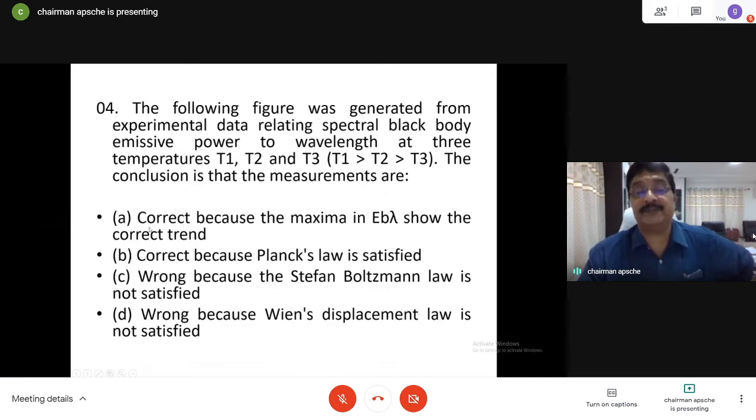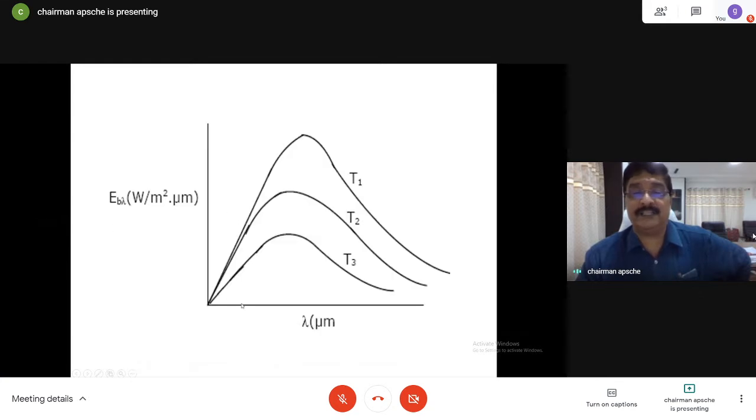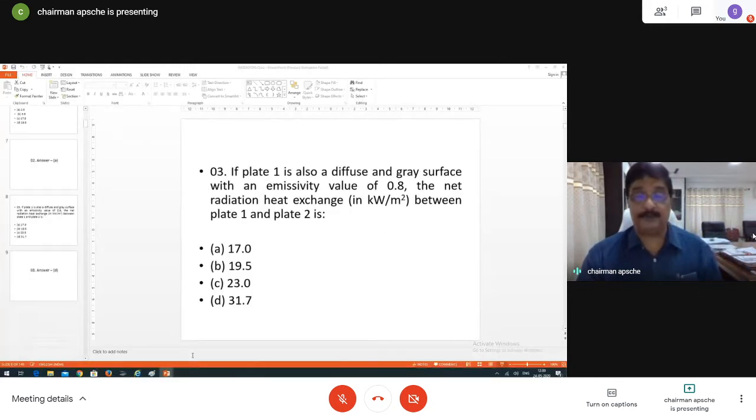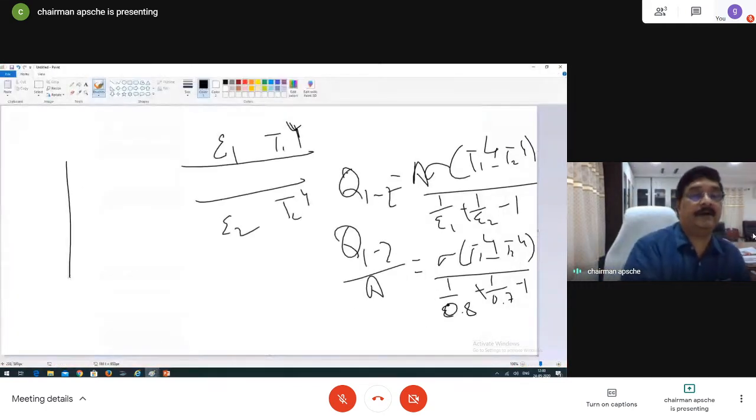Correct, the experiment is found to be correct because maximum EB lambda shows the correct trend. Correct because Planck's law is satisfied. Wrong because Stefan-Boltzmann's law is not satisfied. Wrong because Wien's displacement law is not satisfied. I told you, right? What does Wien's displacement law say?